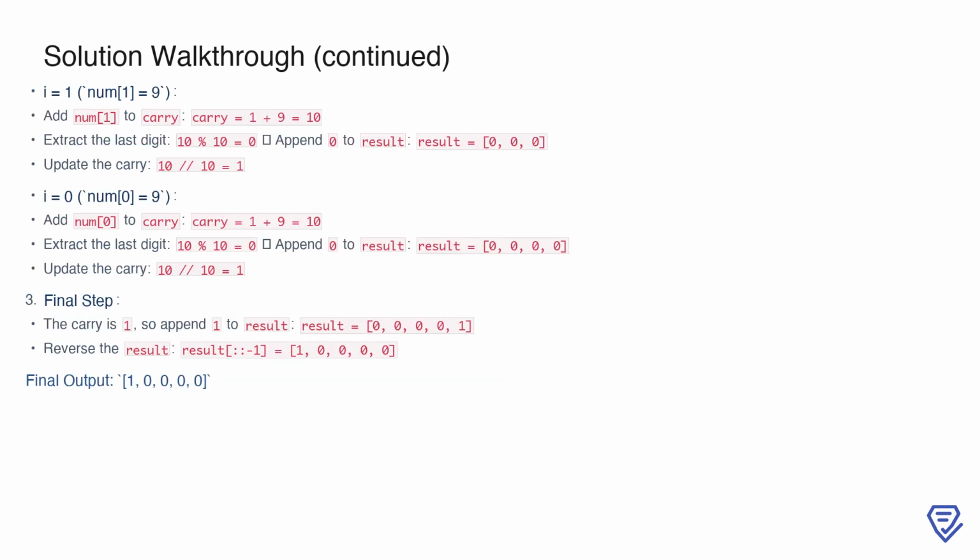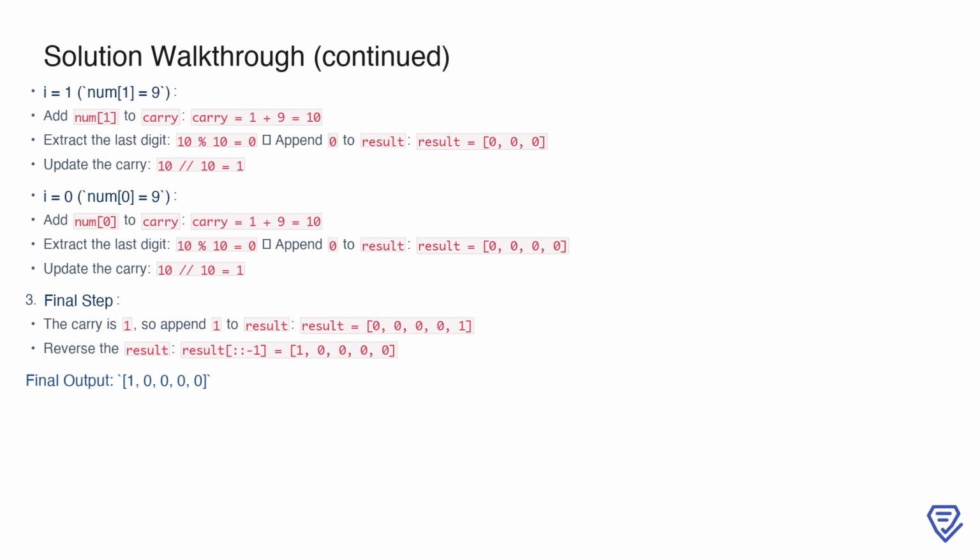At i equals 1, the value of number[1] is 9. Adding this to carry gives 10. The last digit of 10 is 0, so we append it to result, making result equal [0, 0, 0]. Updating the carry gives carry equals 1.